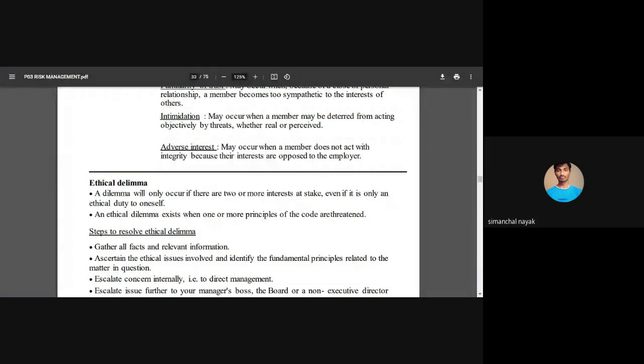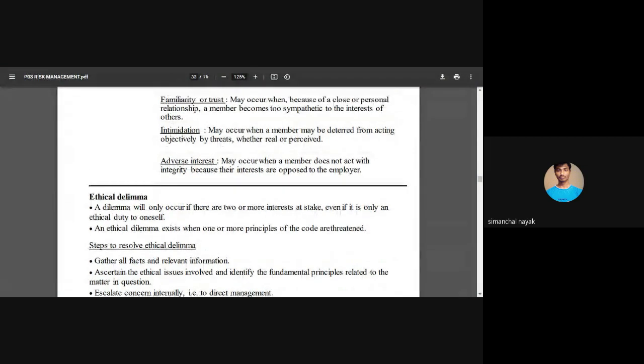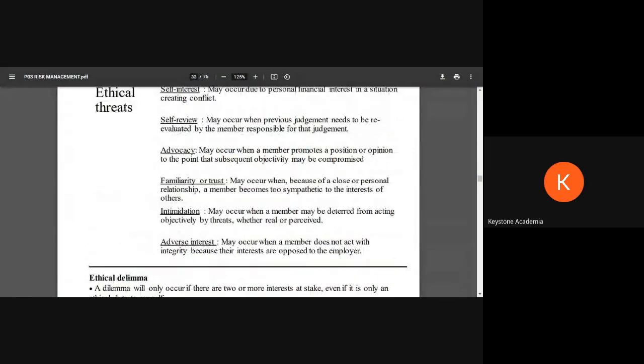So what is advocacy? Advocacy may occur when a member promotes a position or opinion to the point that subsequent objectivity may be compromised. So basically, let's say there are two people who can get promoted. Okay, I'm promoting and advocating one because he's my friend. That means we are being biased. Maybe the other person is good. We are not giving that person a chance.